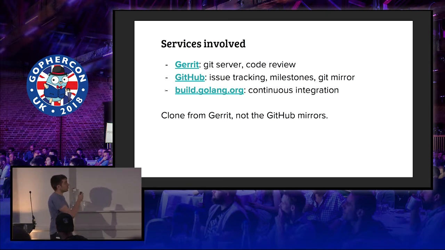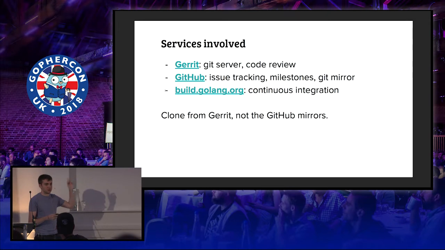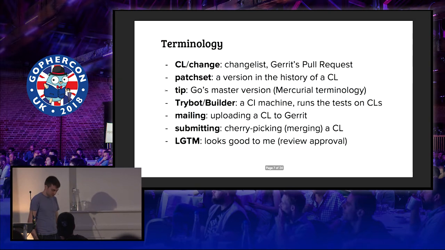And an important piece of information: please clone from Gerrit. Don't clone from GitHub, because GitHub is just a mirror. If you want to send changes, if you want to send PRs to Gerrit, Git needs to talk directly to Gerrit, not to GitHub, because that is just a mirror.